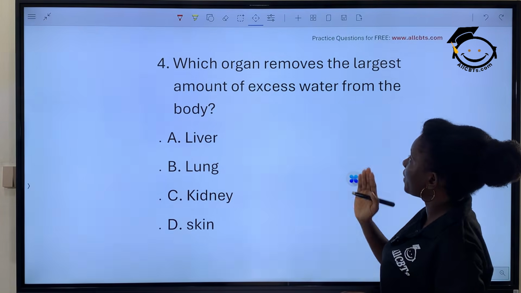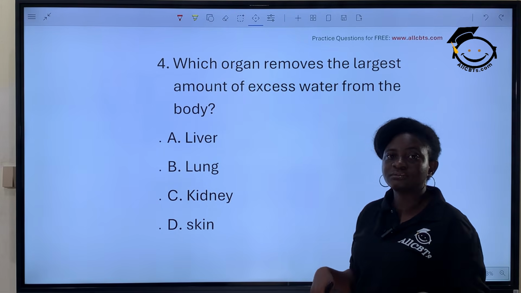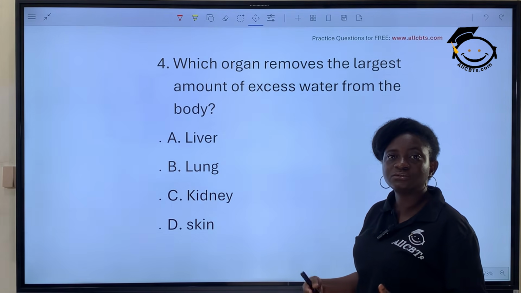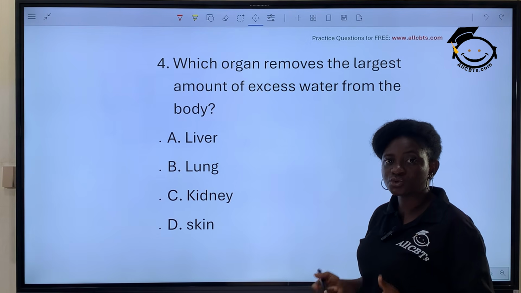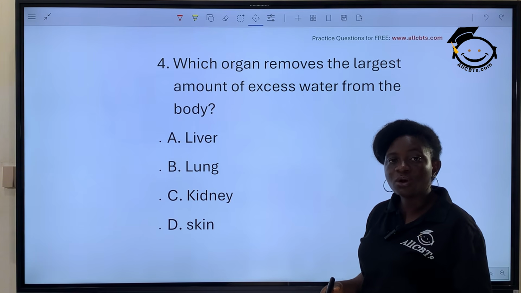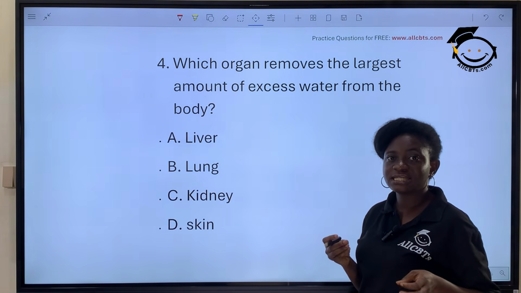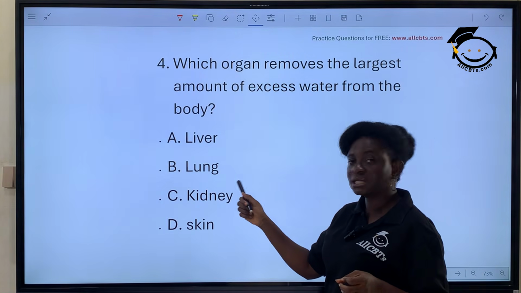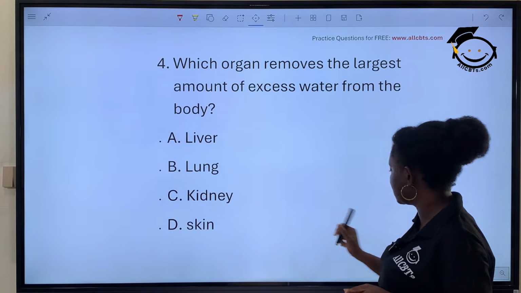Question 4. Which organ removes the largest amount of excess water from the body? Which of these organs helps to regulate water to ensure that the amount of water in the body is not too much, and some of the water comes out in form of urine, as waste. So which organ does that? From that illustration that I gave, you can easily relate that that's the function of a kidney. So option A says liver, B lung, C kidney, D skin. So the correct answer here is kidney, option C.